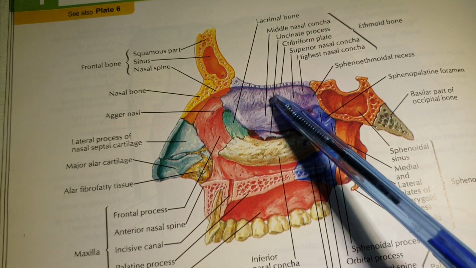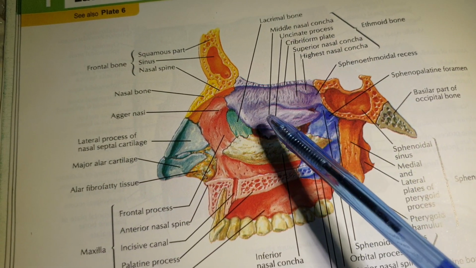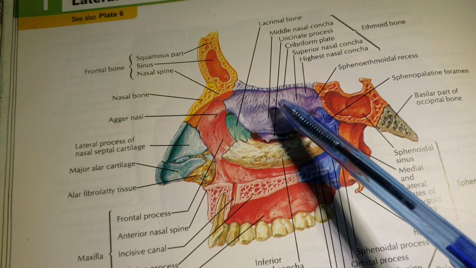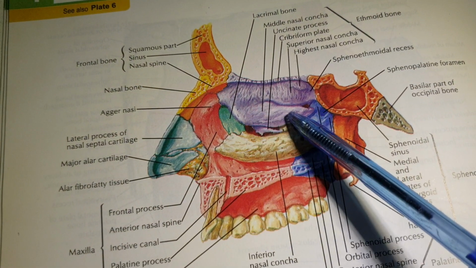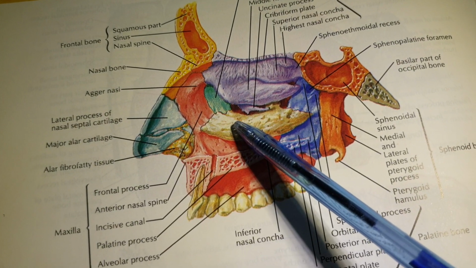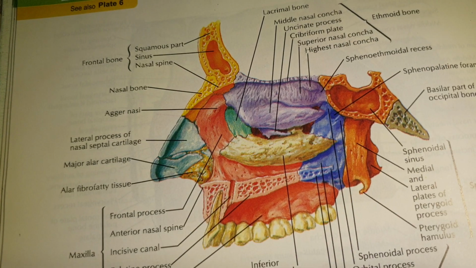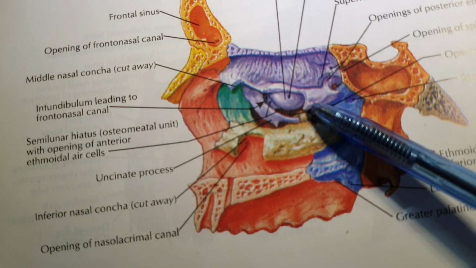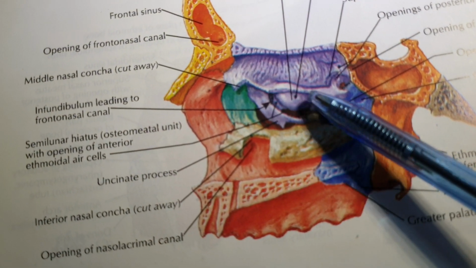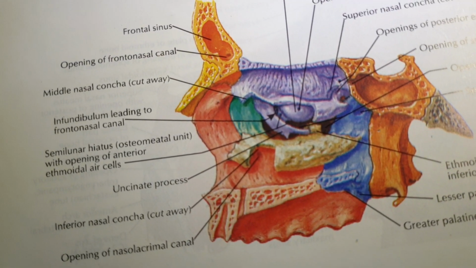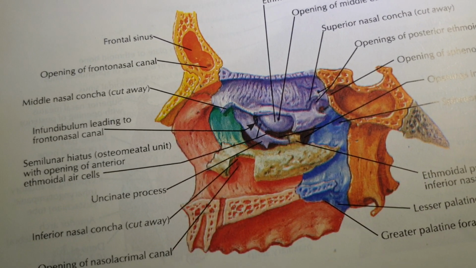One is this. This is called the superior concha. The next projection, which is beneath the superior concha, is the middle concha, and below the middle concha is the inferior concha. Now in the next diagram, if we remove the middle concha, you can see an elevation deep to the middle concha, which is called the ethmoidal bulla.